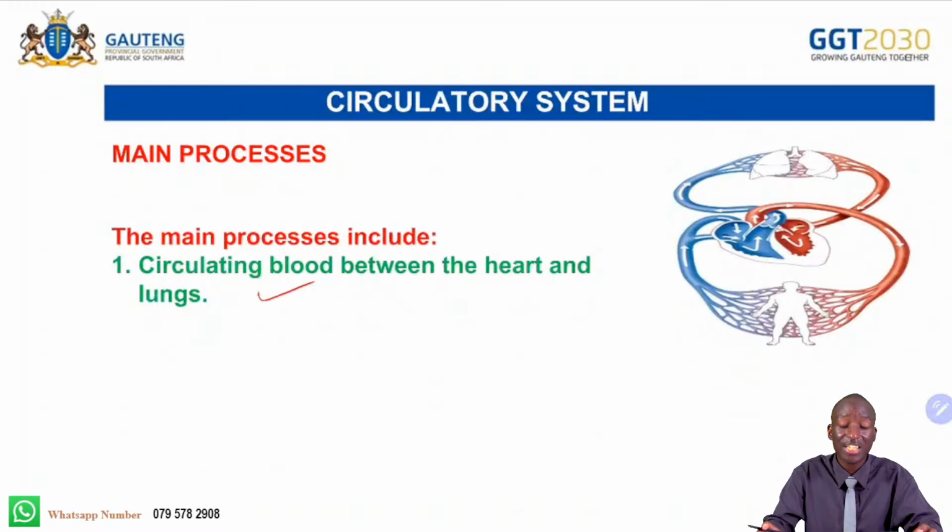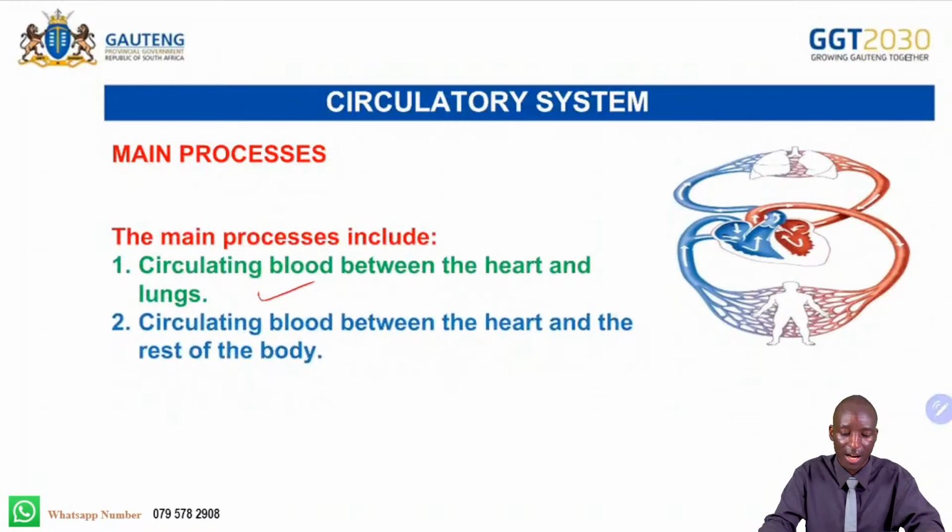So it circulates blood between the heart and the lungs. Okay, that's the first main process. Okay, what's the second one? Circulating blood between the heart and the rest of the body.